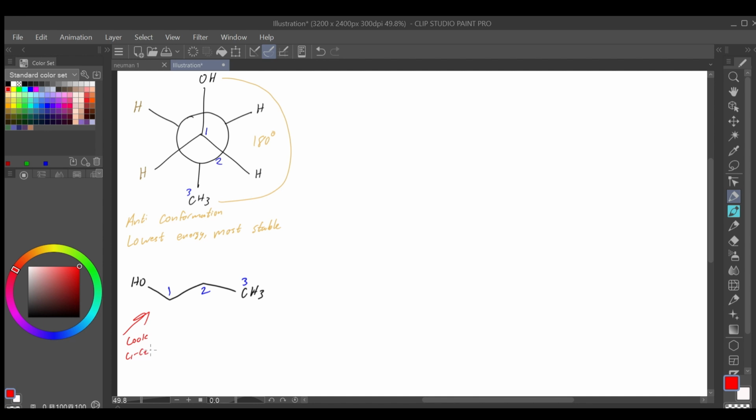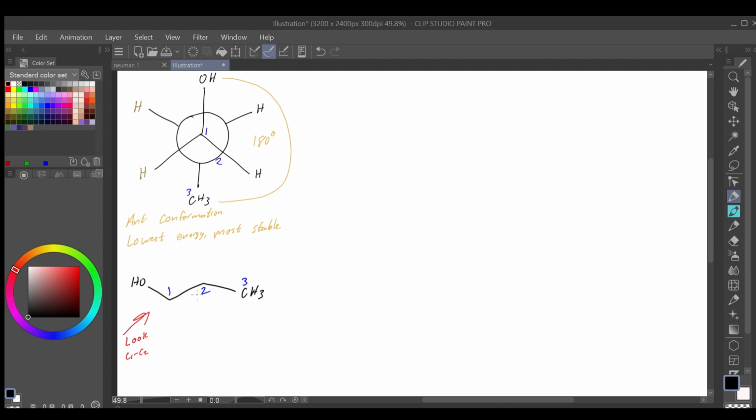It's not "cook", it's "look"; we're looking down C1 to C2. I did not spell it wrong. I know how to spell look. I just drew the L looking like a C, but it's looking down C1 to C2. If you look at the Newman up top, C1 is the front carbon, C2 is the back carbon.